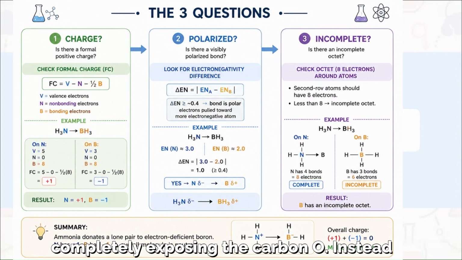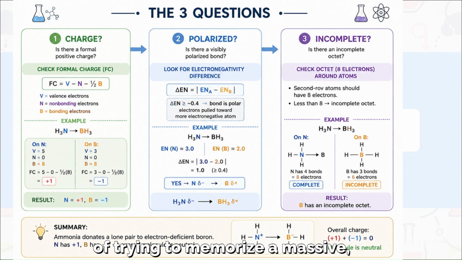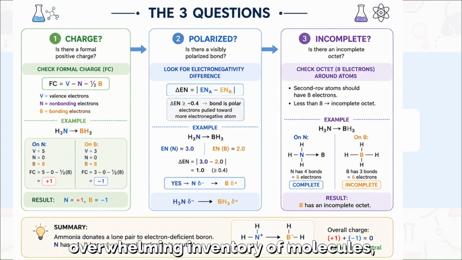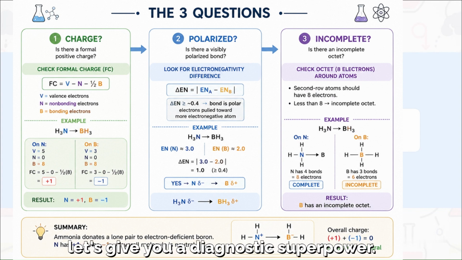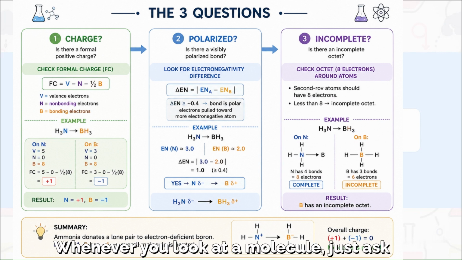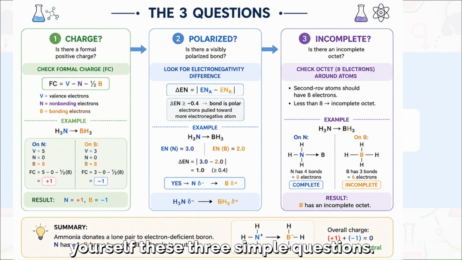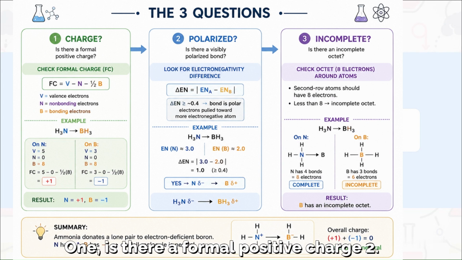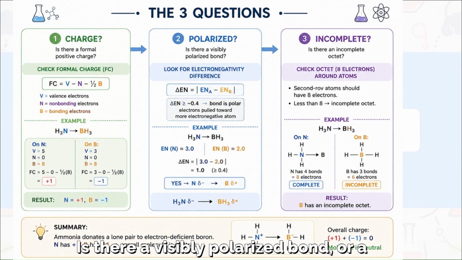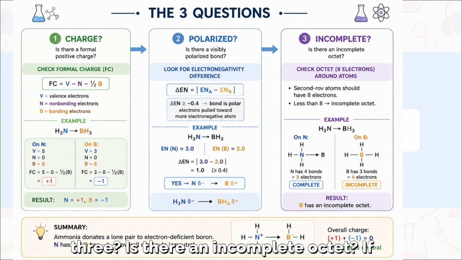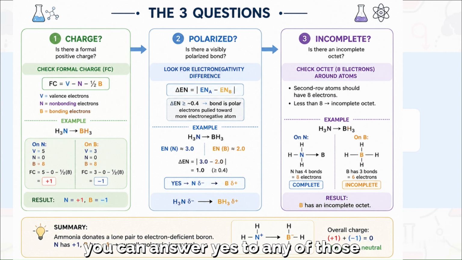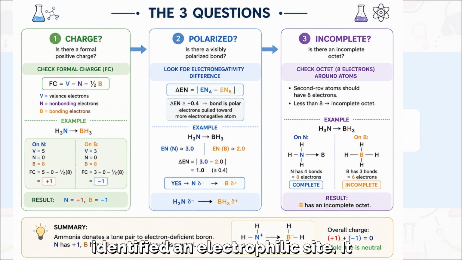So instead of trying to memorize a massive, overwhelming inventory of molecules, let's give you a diagnostic superpower. Whenever you look at a molecule, just ask yourself these 3 simple questions. 1. Is there a formal positive charge? 2. Is there a visibly polarized bond? Or 3. Is there an incomplete octet? If you can answer yes to any of those 3, boom, you've successfully identified an electrophilic site. It really is that simple.